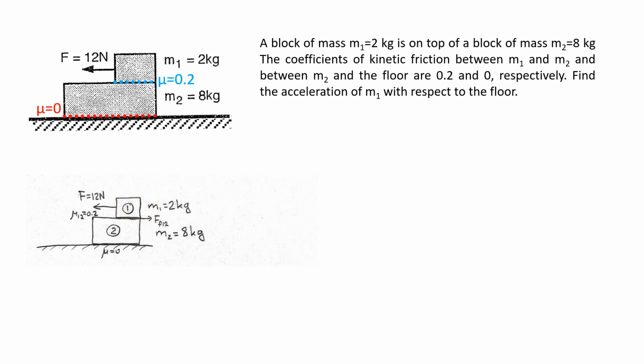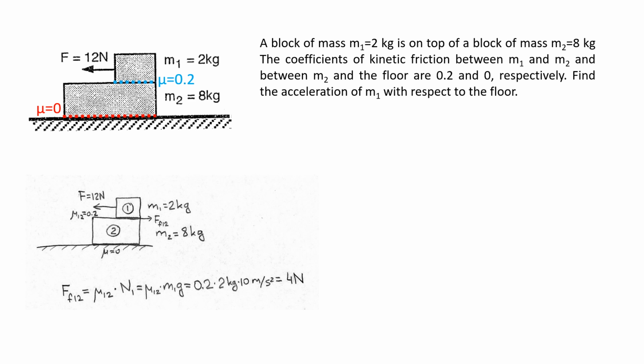So what is the friction force between block 1 and block 2? Well, the friction force between 1 and 2 is going to be equal to the coefficient of friction between these two surfaces, which is 0.2, times the normal force exerted by block 2 on block 1, right? So it's just the weight of block 1. If we calculate the friction force, it's the coefficient of friction times m1 times g, which ends up being 4 newtons.